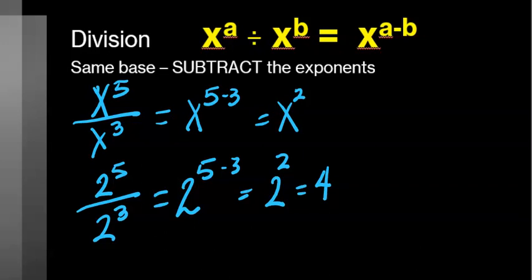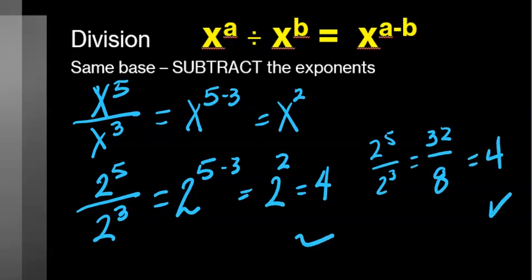Again, my exponents and my base are small enough that I can check it. So let's check this, 2 to the 5th over 2 cubed. We just found out that 2 to the 5th is 32. And we also know that 2 cubed is 8. So what's 32 divided by 8? It's 4. That's right, we've proven it.